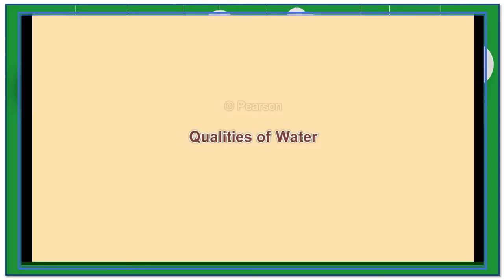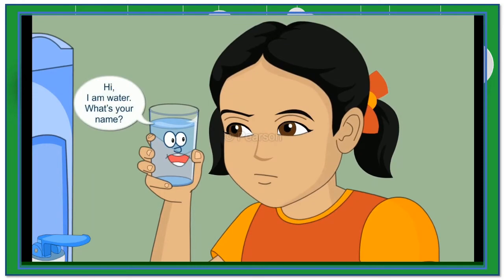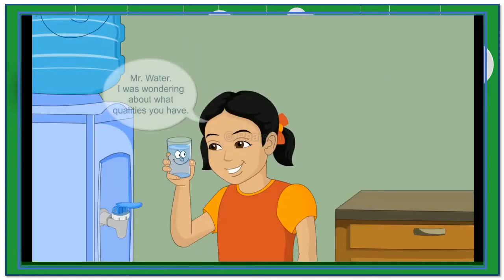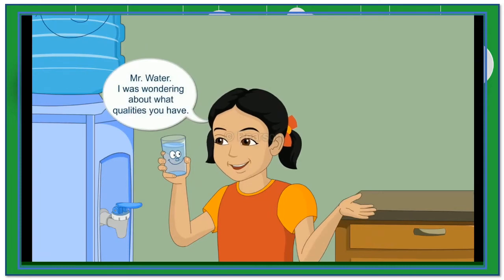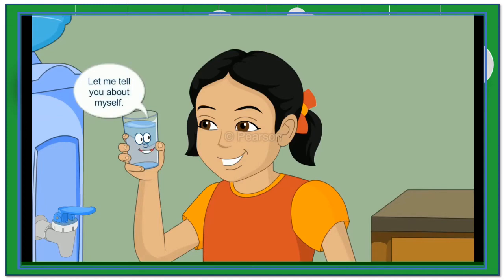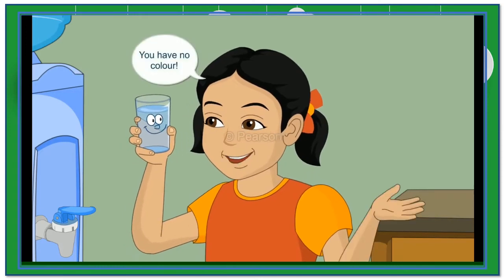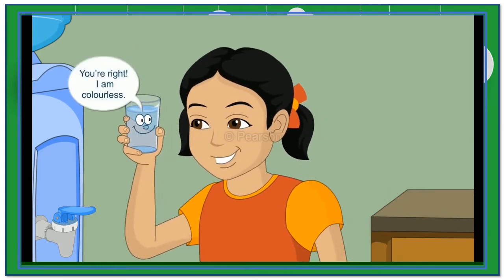Qualities of water. The water in the cooler looks so clean. Hi, I'm Water. What's your name? Rita. Mr. Water, I was wondering about what qualities you have. Let me tell you about myself. Look at me carefully. What color am I? You have no color? You're right. I am colorless.